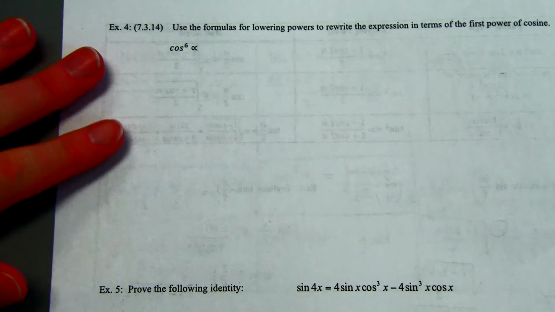Okay, this problem right here is very similar to questions you're going to see in calc. You have to lower powers, and it's not always pretty. I don't even know if I gave us enough space to do this, so we'll have to write nice and small. So it says, use the formulas for lowering powers to rewrite the expression in terms of the first power of cosine. Huge skill here.